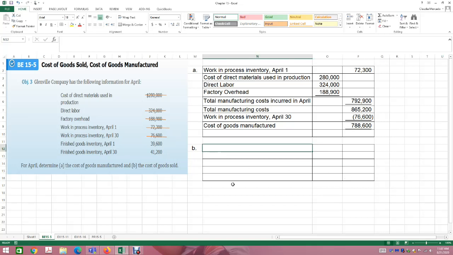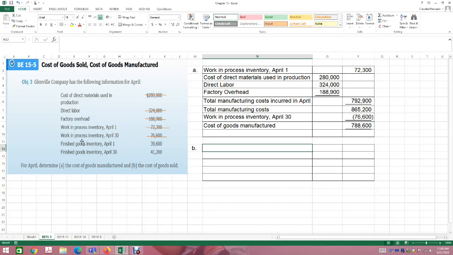Now the second part is to determine the cost of goods sold. Basically we need to identify how much we spent on those goods that were actually finished and that we were able to sell. To do that, we're going to start off with our finished goods inventory. Finished goods are products that are completed from beginning to end and are able to be sold to our customers. They're done, they're complete, and they can be sold.